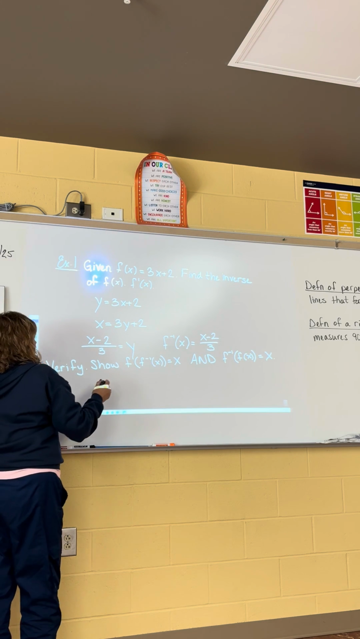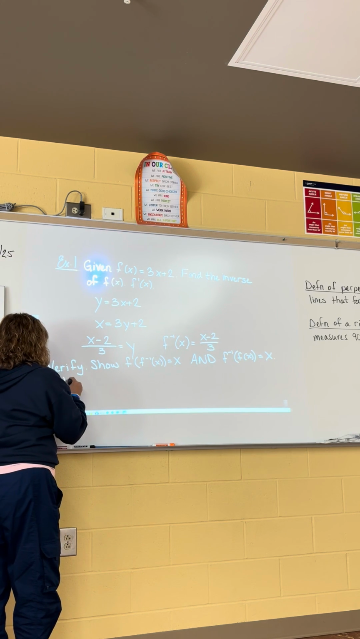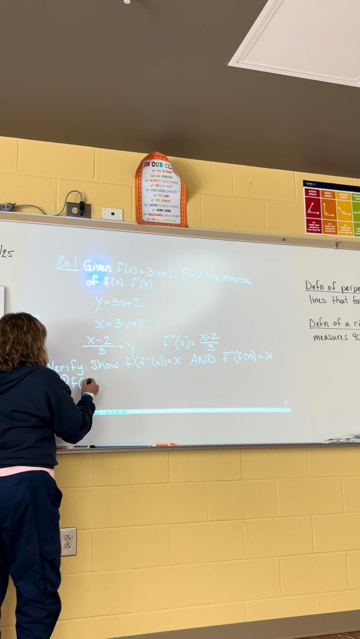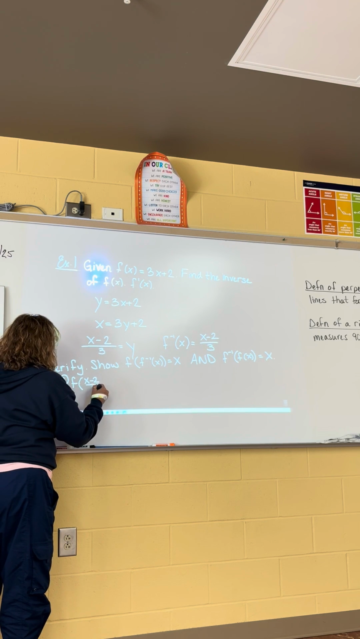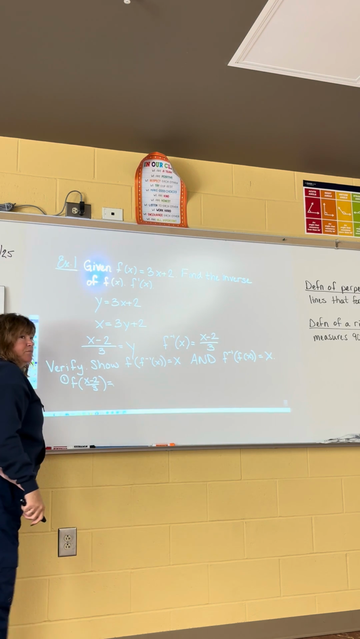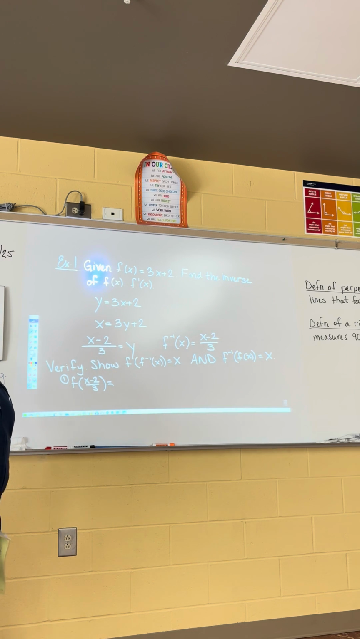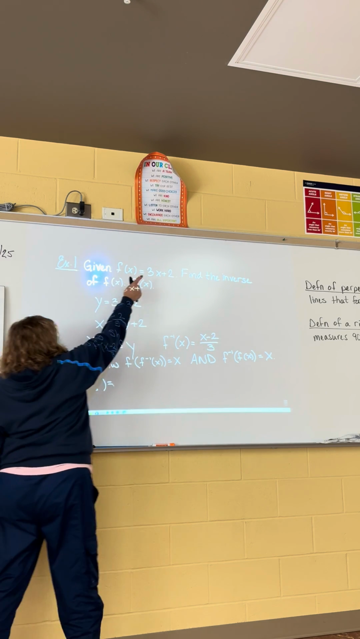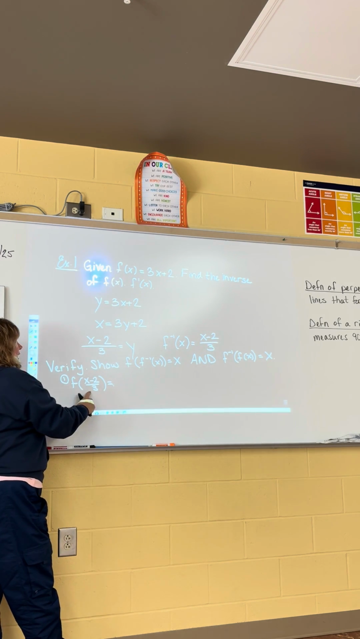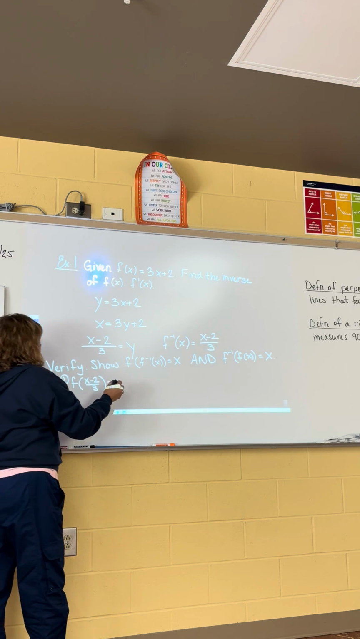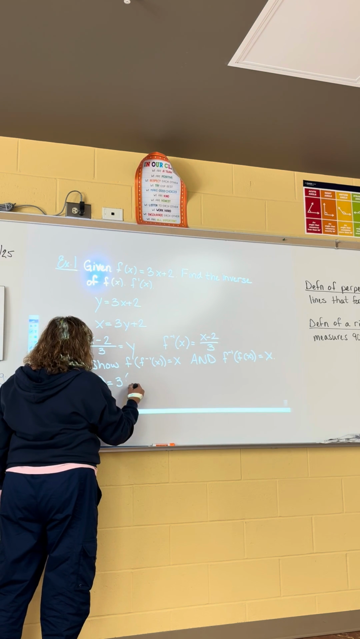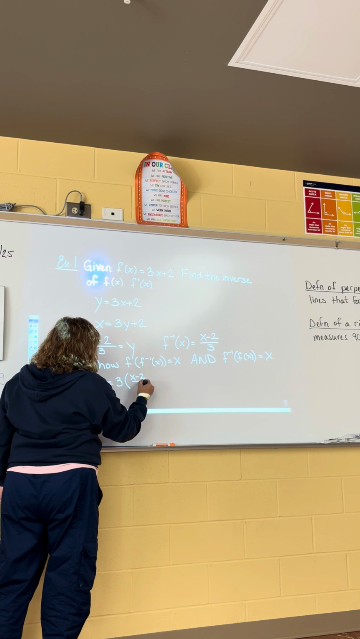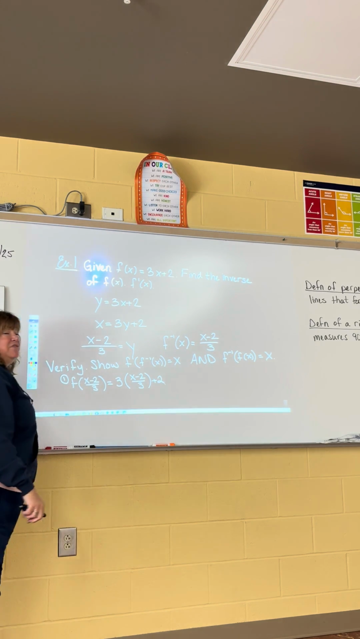Okay, so first we have to do f of x minus 2 over 3. If we don't get x, we did it wrong. So take f, that's 3x plus 2, and I have to plug in my x minus 2 over 3. So 3 times x minus 2 over 3, plus 2. And I have to get x.